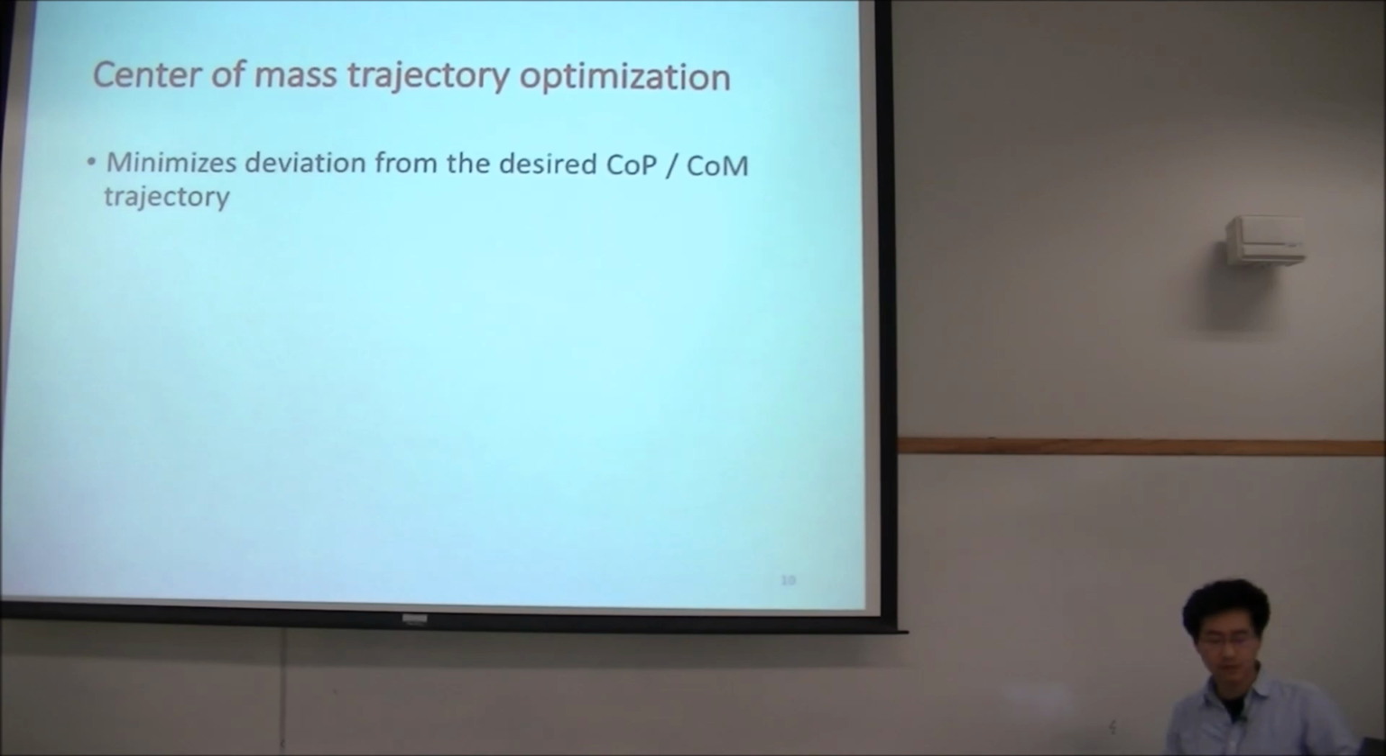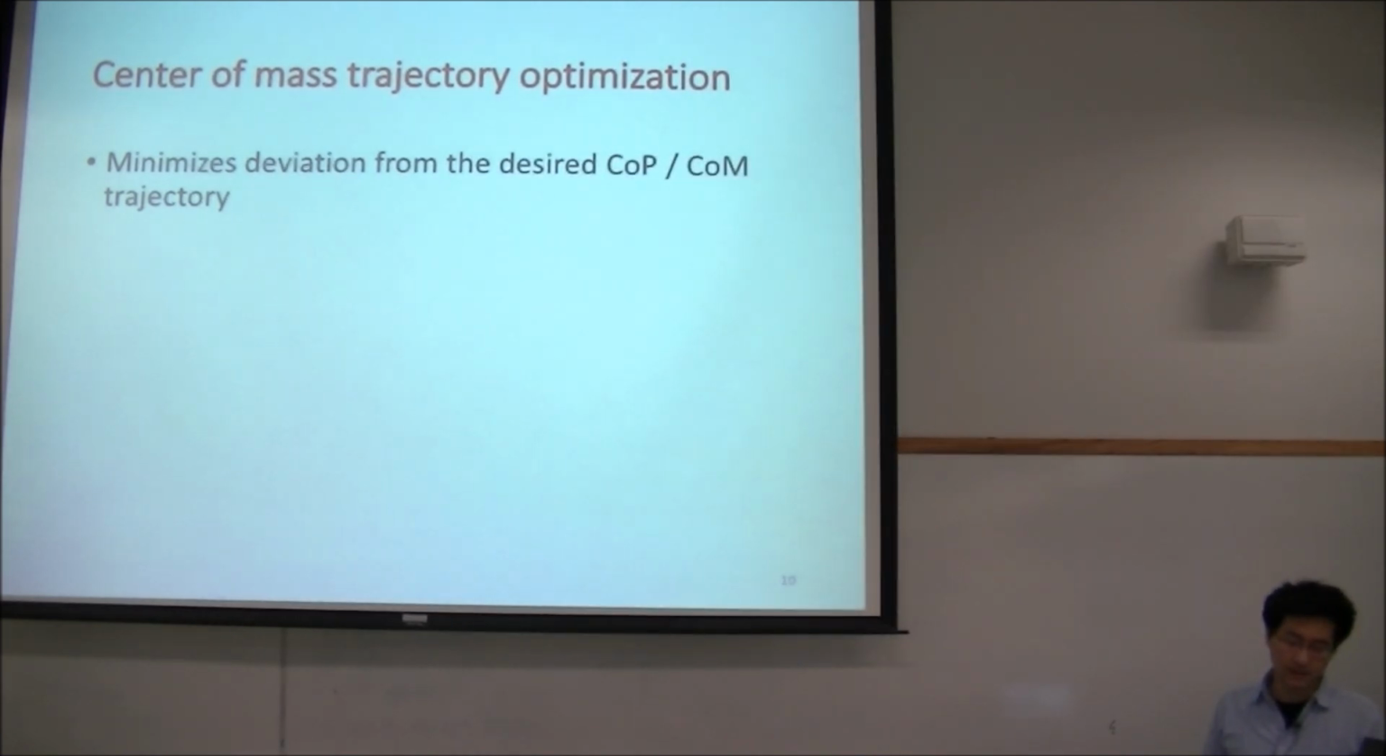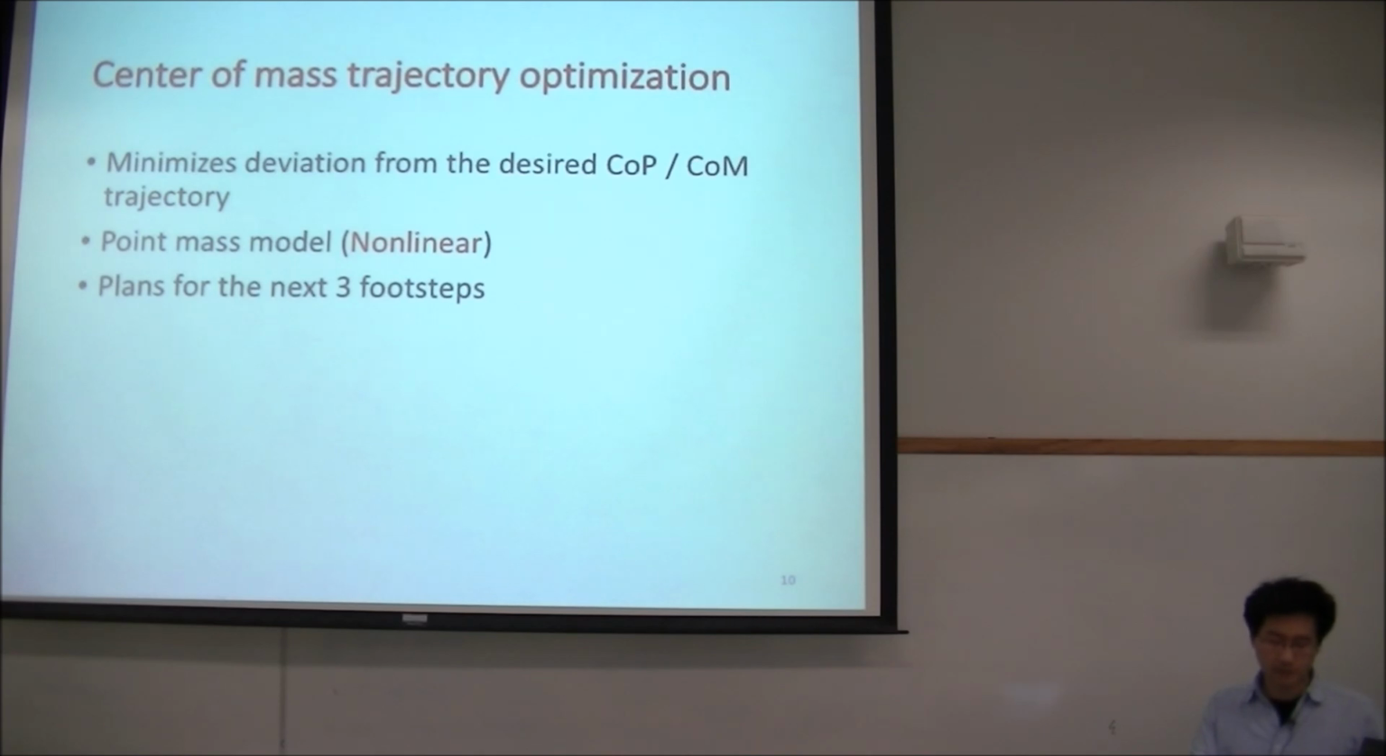Okay, so the first part in my controller is to generate a center of mass trajectory. The way I look at it is I do a trajectory optimization, which is essentially minimizing the state deviation and also the center of pressure deviation from a given nominal or desired trajectory. This desired trajectory doesn't have to be physically correct, it's just a preference of what I want to do. For this part, I'm using a nonlinear point mass model. It has the x, y, and z dimensions in it.